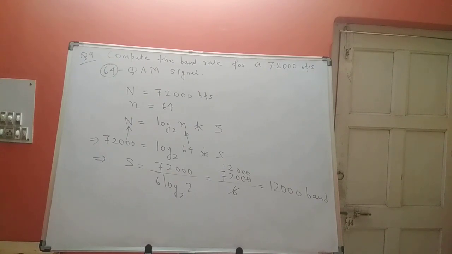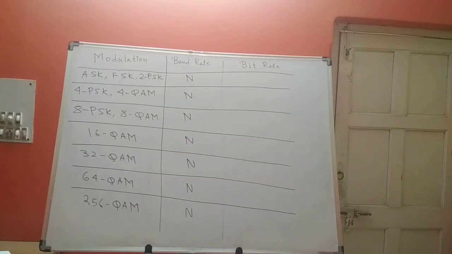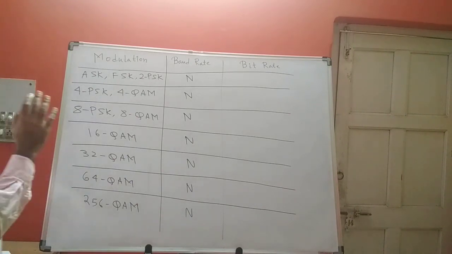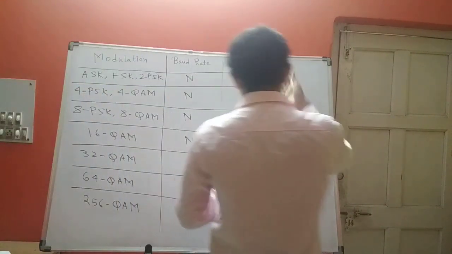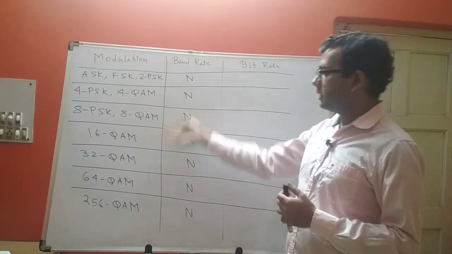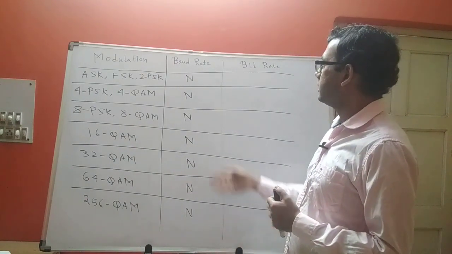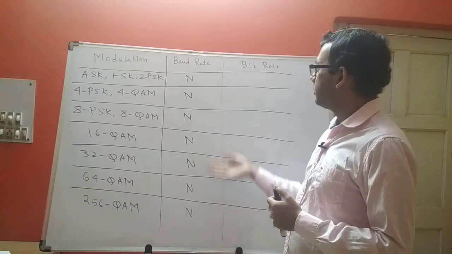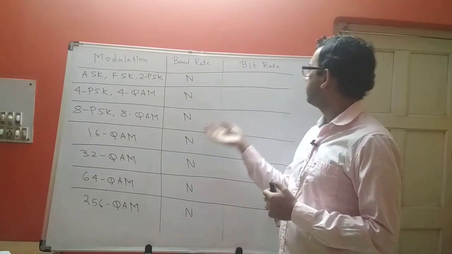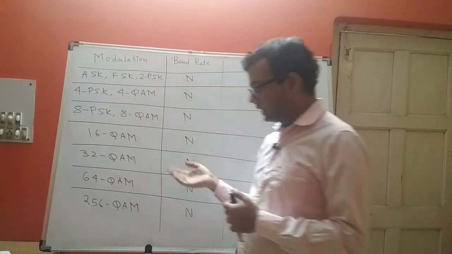I'll take up another question. Okay, so let's see this. We have been asked to fill up this table. So the bit rate column is empty, as you can see, and you have been given various modulation techniques. The baud rate has been given. The baud rate is n in all cases, and you have been asked to fill up the bit rate. So let's see how we do this.